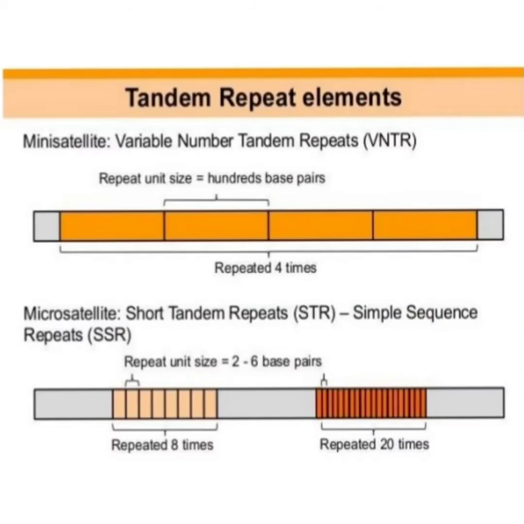VNTR. Here you can see the mini-satellite, the variable number tandem repeats, the repeat unit size is hundreds of base pairs and it is repeated 4 times. In a microsatellite, which is otherwise called short tandem repeats or simple sequence repeats, the repeat unit size is 2 to 6 base pairs. It is repeated from 8 times to sometimes 20 times.